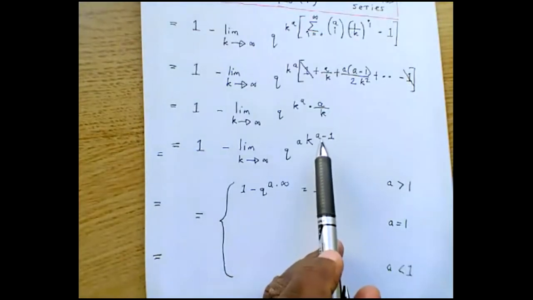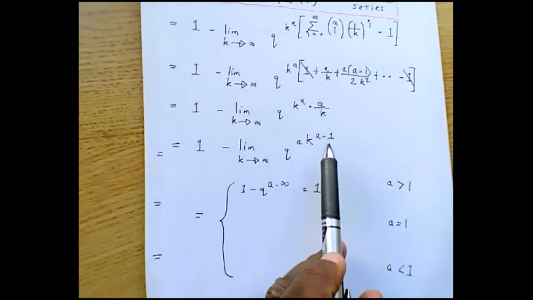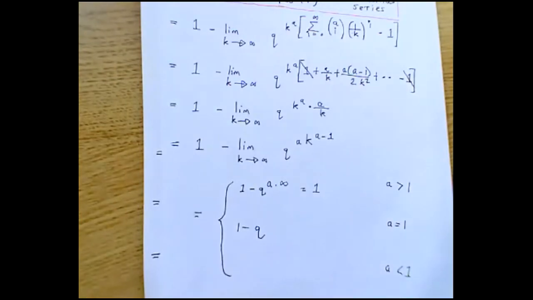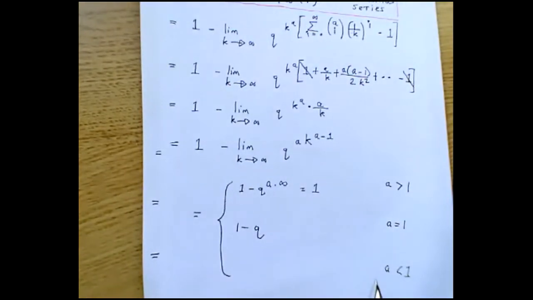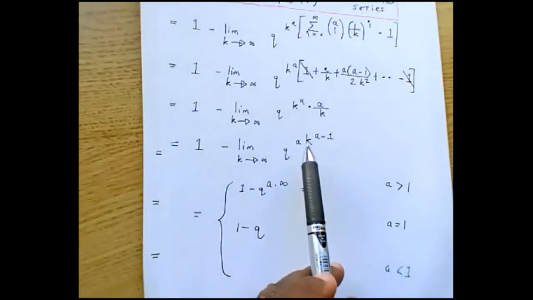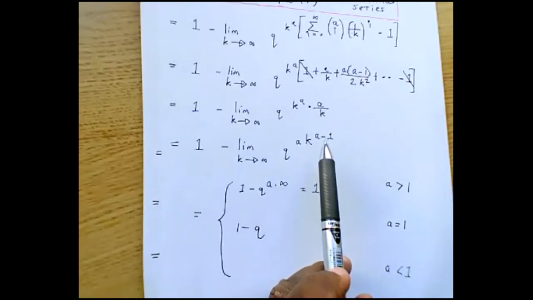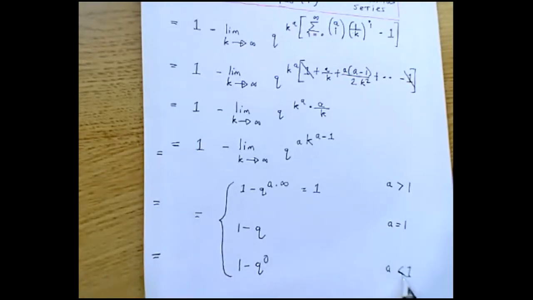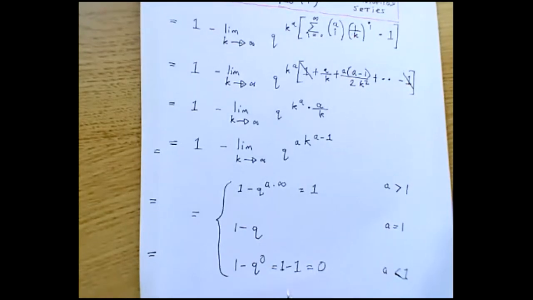Okay, now if a is equal to one, then this guy here is zero. And k to the power zero is one. So in this case, the limit will be one minus q, right? And finally, if a is less than one, then a minus one is negative, right? And infinity to a negative power is zero. So this will be one minus q to the power zero if a is less than one. And q to the power zero is one. So this would be one minus one, and this would be zero.